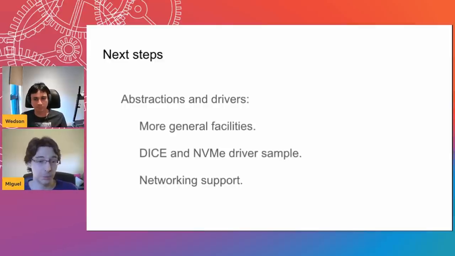Basically, this means wrapping more and more data structures, more facilities, more primitives from the kernel side. For example, we want to have a mutex. We ideally would like to have every single facility on the C side be usable for the Rust drivers as well. We are working on a DICE module as well as an NVMe one. We are also working on a network PHY driver. Basically, Wedson is doing this work, and he may talk about that later a bit.